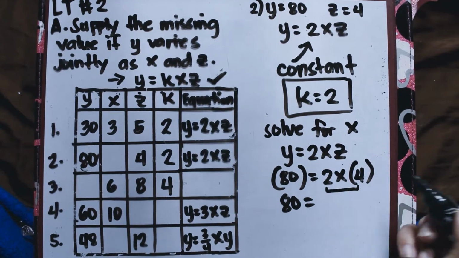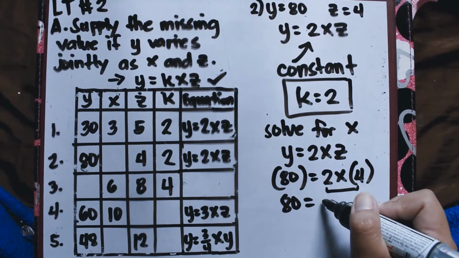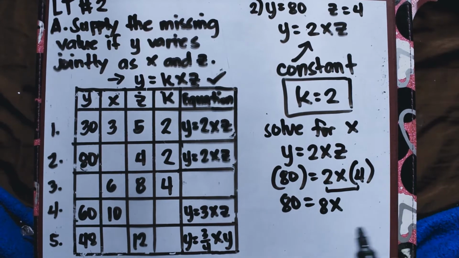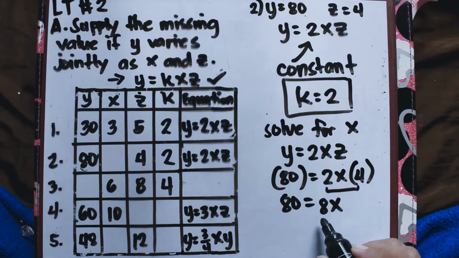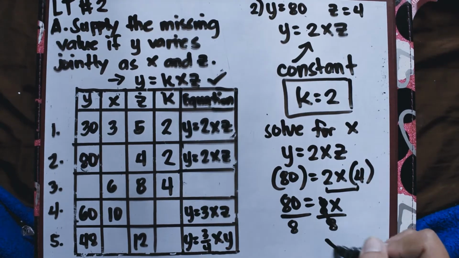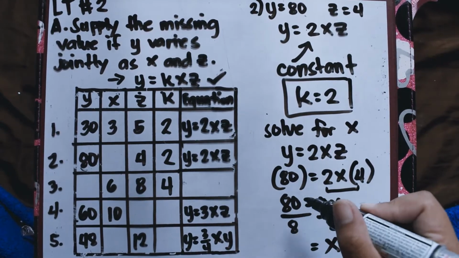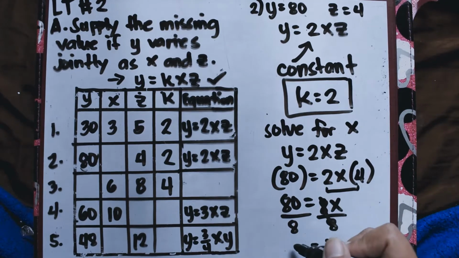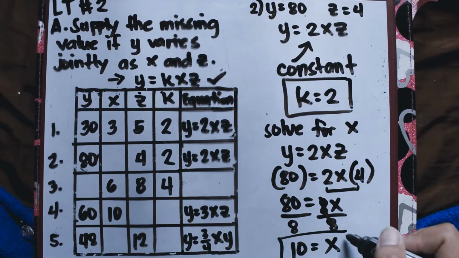So, syempre, i-multiply muna natin yung dalawa nating number. So, 2 times 4, we have 8 and then x. Ang hinahanap natin si x, may kasama pa siya, which is yung 8. So, divide both sides by 8, para cancel. And then, what will be the value of our x now? So, we have 80 divided by 8 or simply 10.